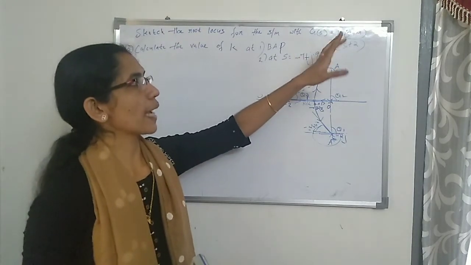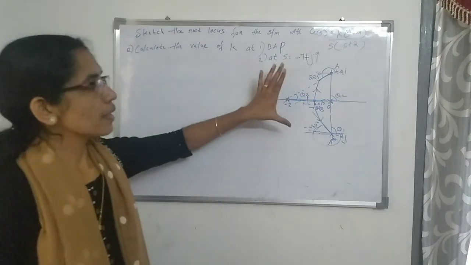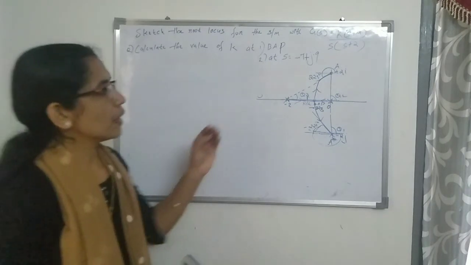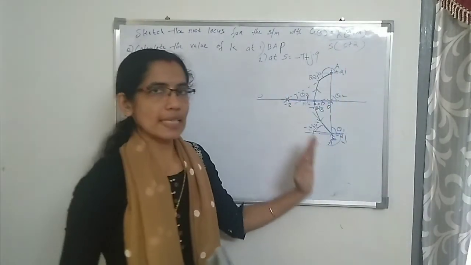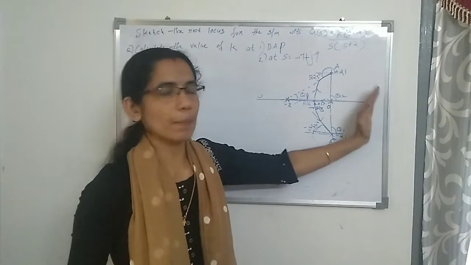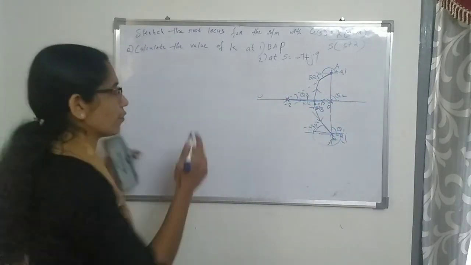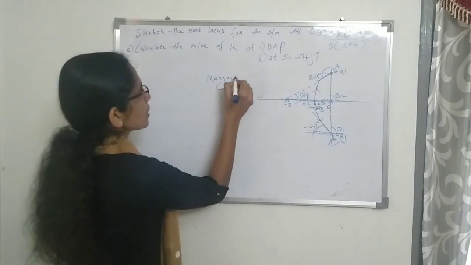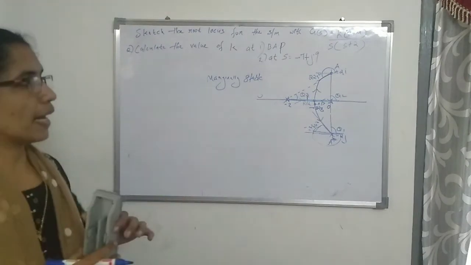G of s equals k into s square plus 4 divided by s into s plus 2. Okay, check whether this system is stable or not. Check here. This root locus branches never cross the imaginary axis; they reach the imaginary axis. Therefore, the system is marginally stable. Okay, therefore the system is marginally stable.